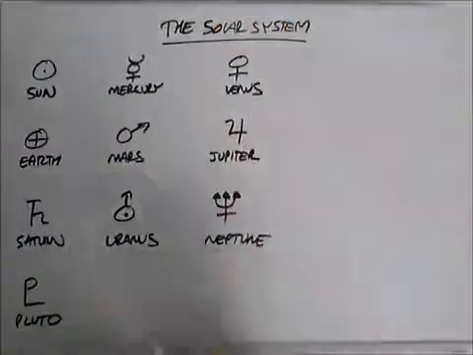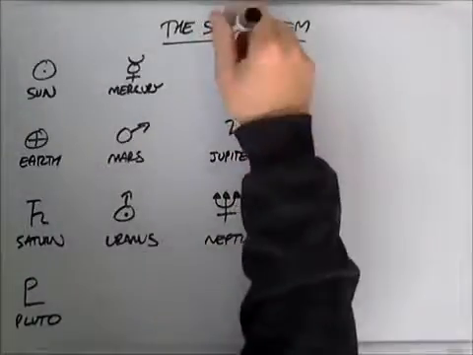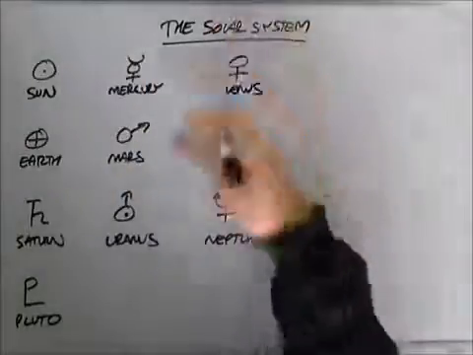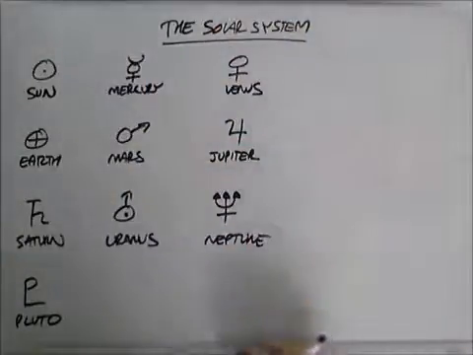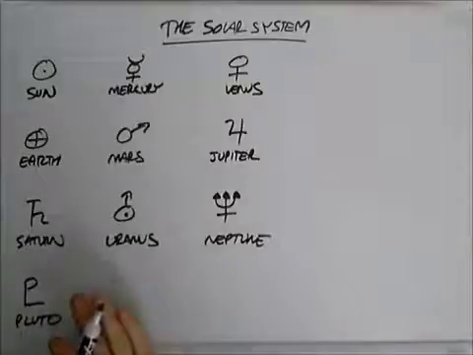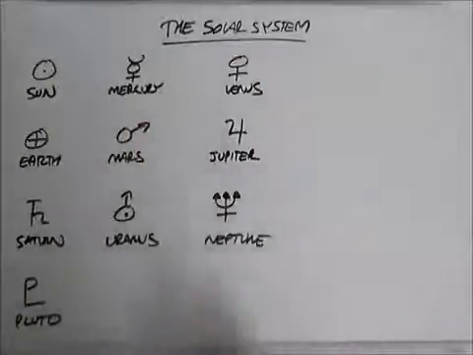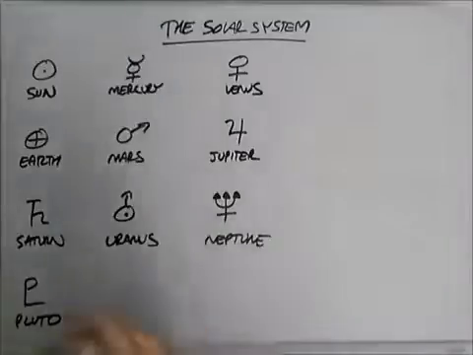Number one, this is the solar system. It's all the heavenly bodies that revolve around the sun. The soul is, of course, the sun. And Pluto does revolve around the sun. There's no doubt it's part of the solar system. It's in the peripheries, but we're still going to include it here.